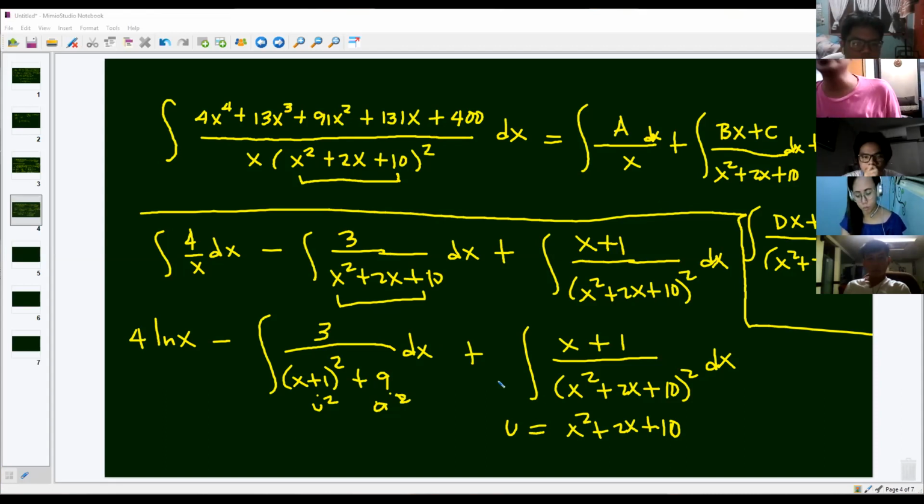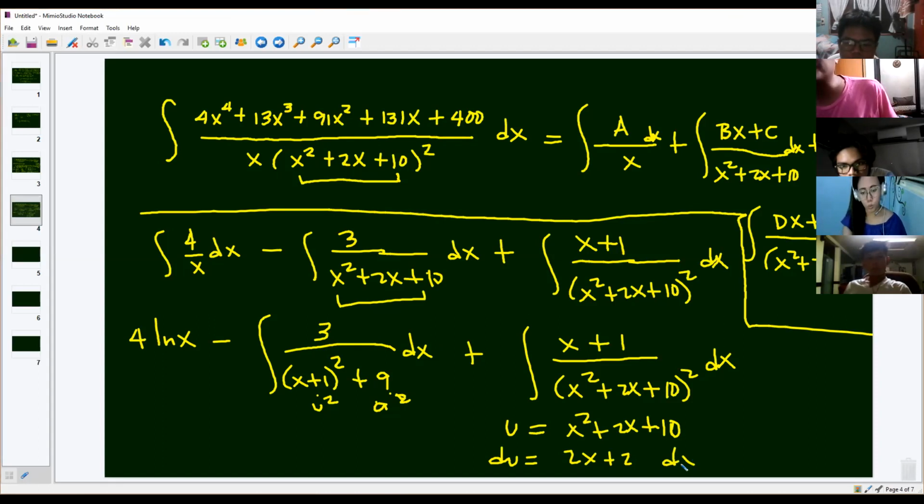If you do this by substitution, u is x squared plus 2x plus 10, then du is (2x plus 2) dx. So you see that by design, that's x plus 1 dx above. As you can see, I designed that so that it becomes a summary. This single integral is to summarize all the lessons that we have had so far.